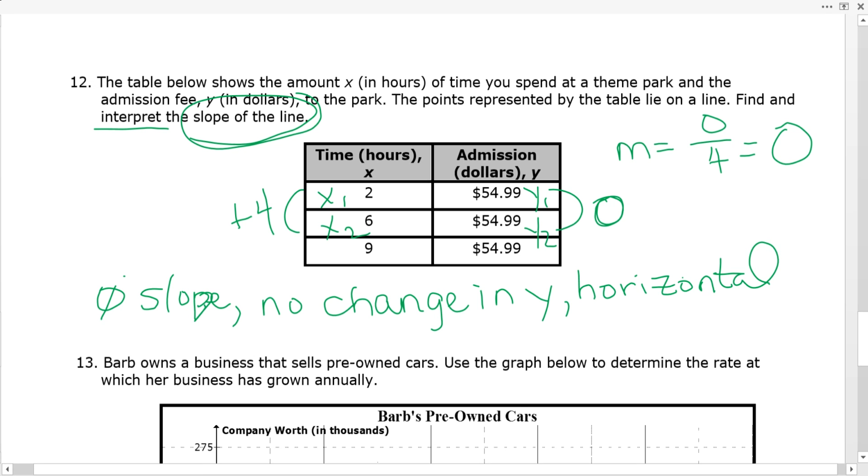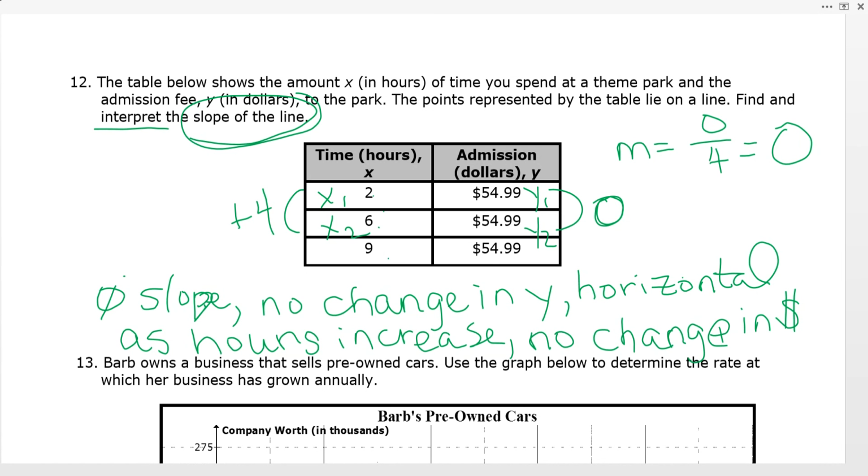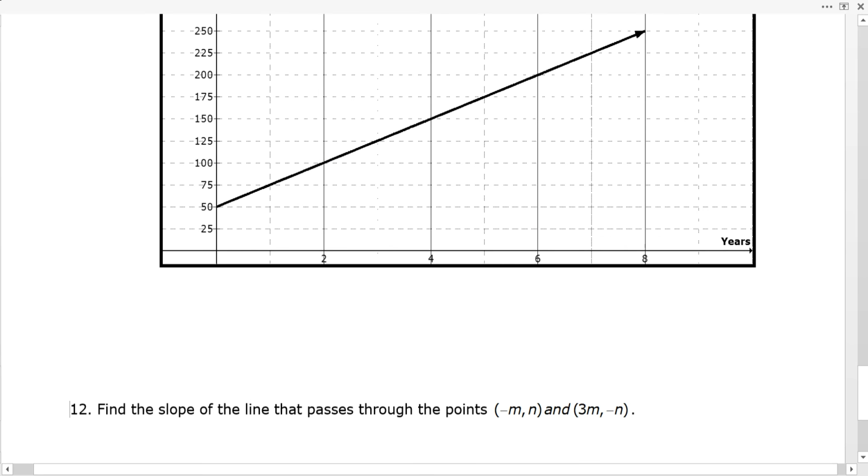And basically it's telling me that as the hours increase, there's no change in emission. No change in the dollars for the emission. Okay, so any change in hours, there's no change in the dollar amount that is charged. So 0 slope. Yeah.